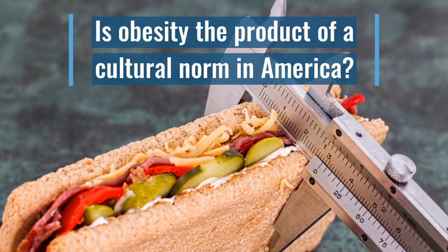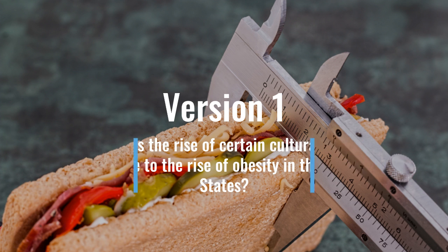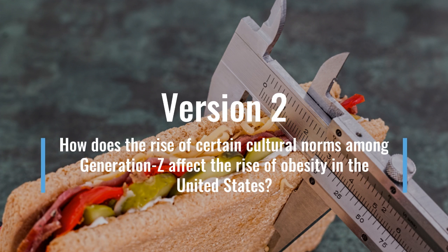A version of this question that invites more critical thinking might be something like this. How does the rise of certain cultural norms correlate to the rise of obesity in the United States? This version of the question infers a relationship between cultural norms and obesity, but more interestingly asks how that relationship works.